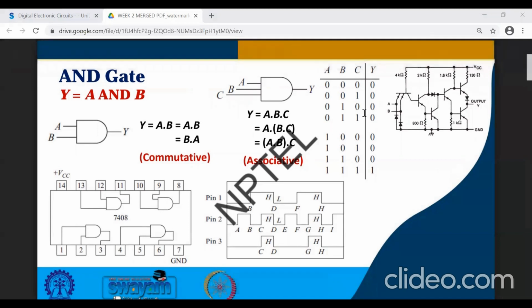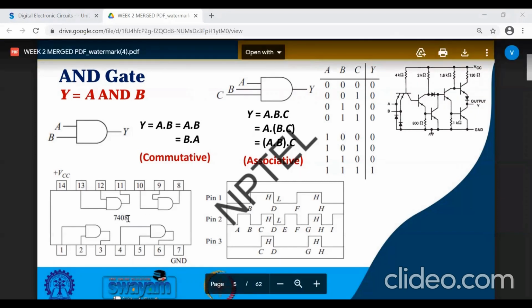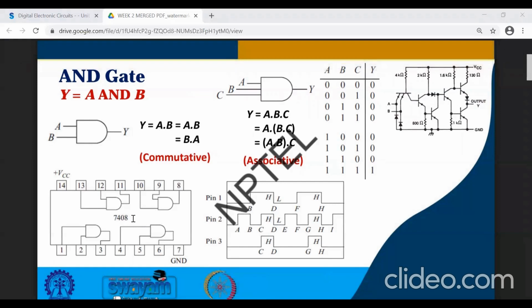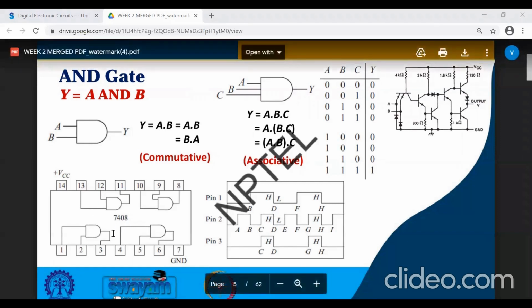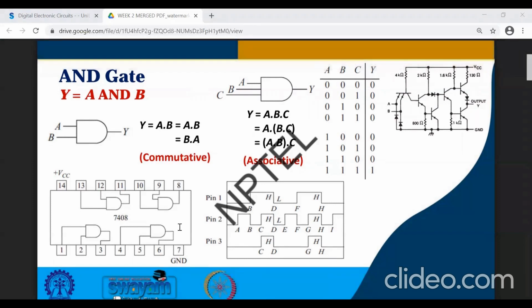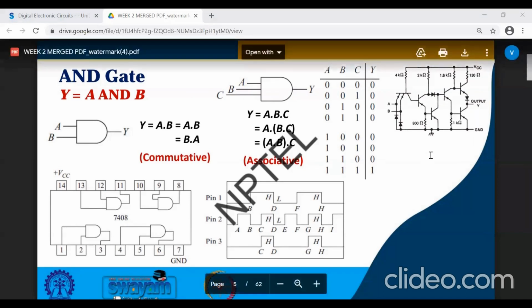From this truth table, we can say that when all the inputs given to the AND gate are at logic level 1, that is high, in that case only the output produced by AND gate will be at logic level 1. IC 7408 is AND gate IC. Internally, it consists of 4 AND gates, and the timing diagram is shown over here. Similarly, the TTL logic circuit diagram of AND gate is shown here.